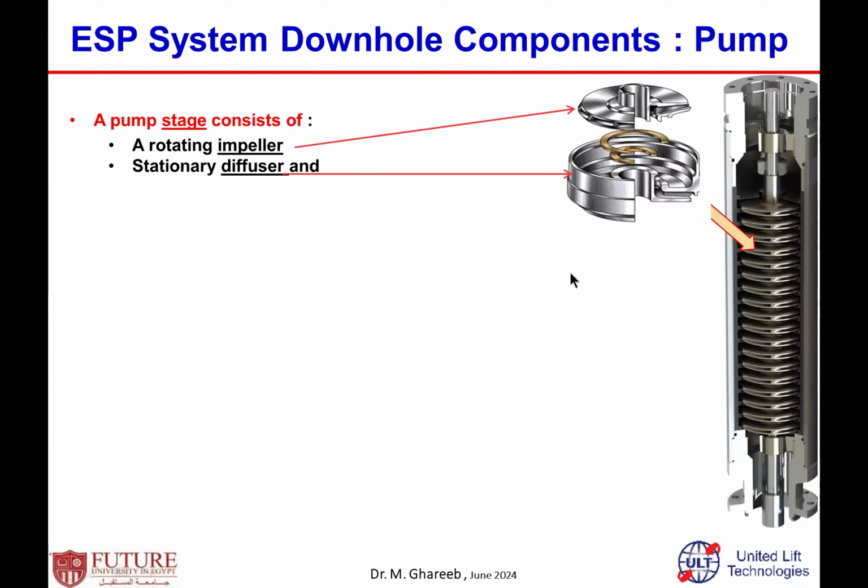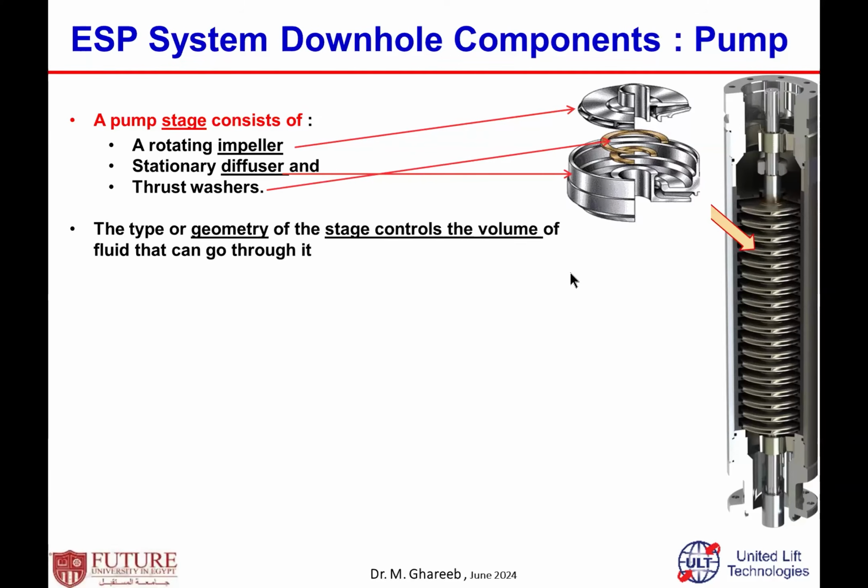Each stage of the pump has two main components, or mainly three, but the main ones are two: one rotating and one stationary. The rotating one is the impeller, and the stationary one is the diffuser. Between the two is what we call a thrust washer, just to fix them and hold the two together.